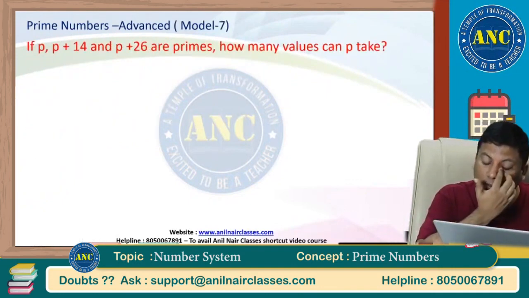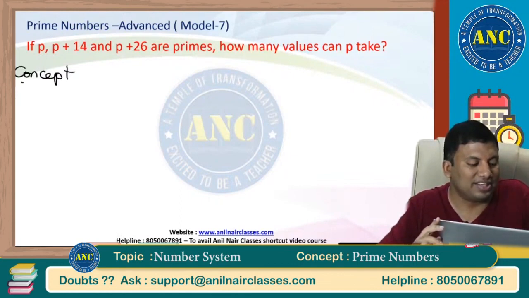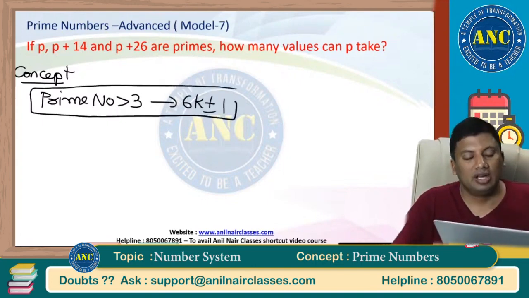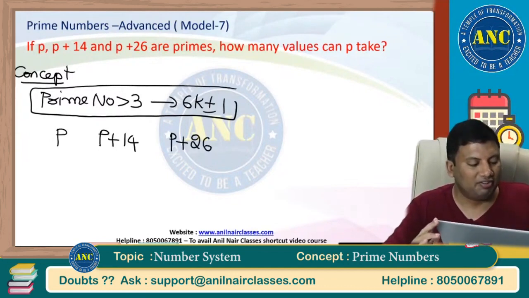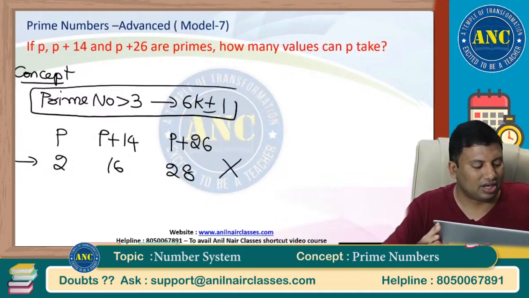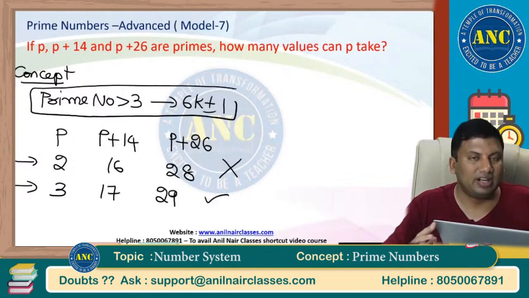Next, P plus 14 and P plus 26 are prime numbers. What is the concept that we are using? Any prime number greater than 3 is of the form 6k plus or minus 1. The numbers are P plus 14 and P plus 26. If P is 2, 2 plus 14 is 16 and 2 plus 26 is 28. 16 and 28 are even numbers, not possible. If it is 3, we get 17 and 29. 3, 17, 29 is possible.